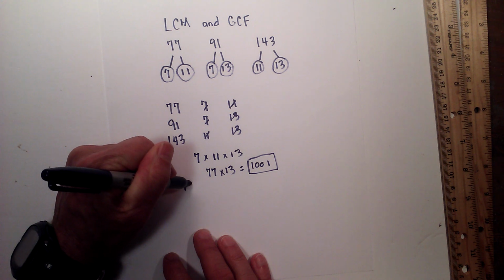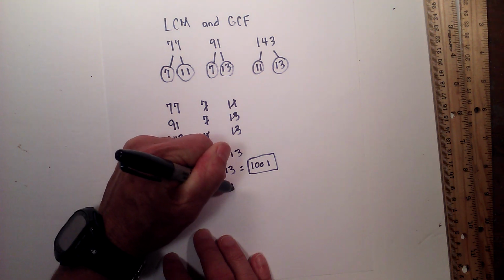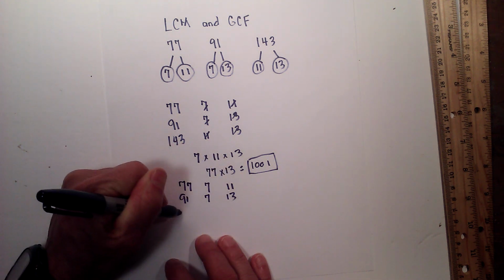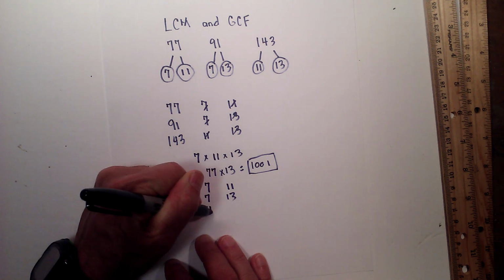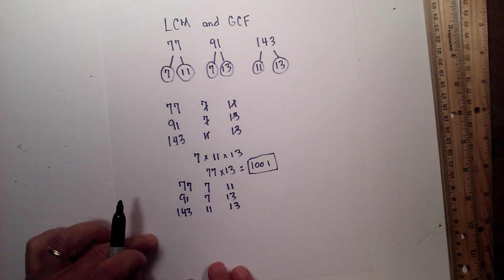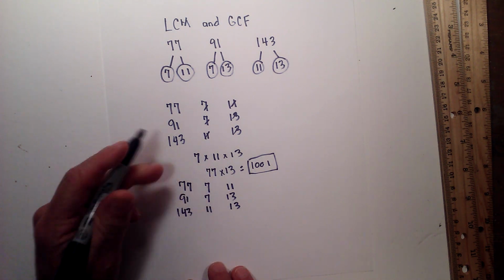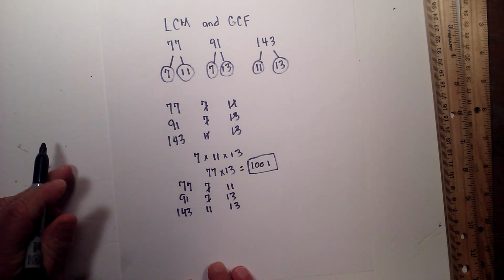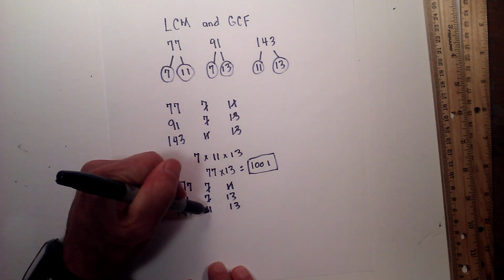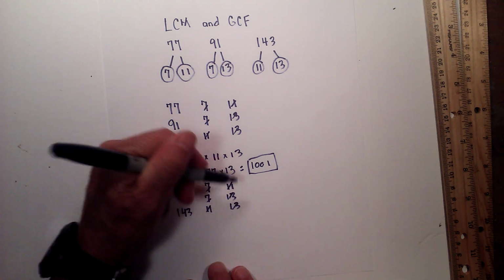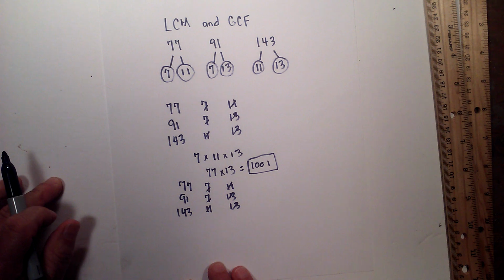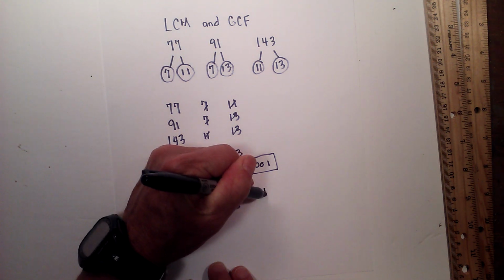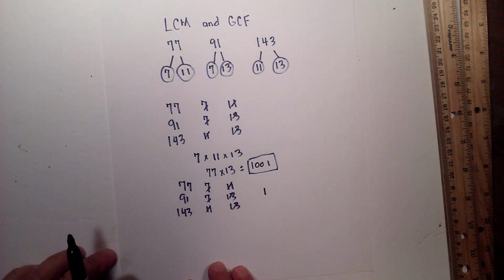I'm going to write out the prime factors. We have 7 and 11, and then 91 is 7 and 13, and then 143 is 11 and 13. And I need to find a number that is found in all three of the numbers. Well, 7 is found in two of the numbers, but not 3, so I can't use 7. 11 is found in 2, but not 3, and the same with 13. So the greatest common factor of 77, 91, and 143 is 1, because it will go into all three evenly.